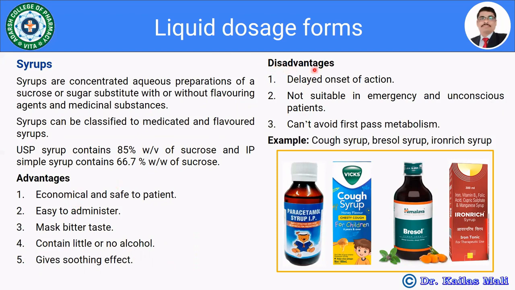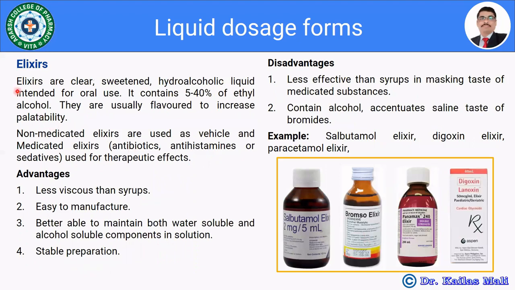Moving towards the disadvantages of syrups, there is a delay in the onset of action. It is not suitable in emergency and unconscious patients. It can't avoid first pass metabolism. For example, cup syrup, brisol syrup, and iron-rich syrup. So these are some marketed preparations of the syrups.